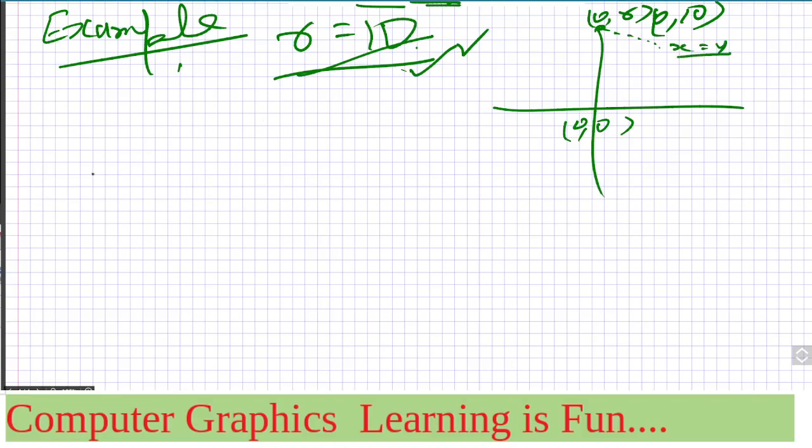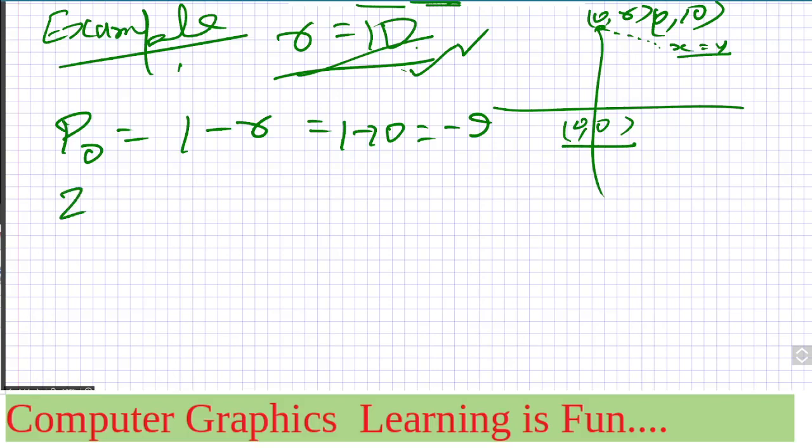So before starting, let us calculate P0, which is 1 minus r, which is 1 minus 10, and it is minus 9. I can see the P0 is negative. Now the circle is here, so first point is 0 comma r. So the initial increments, let me calculate: 2x0 is 0, and 2y0 is 2 into 10, which is 20.